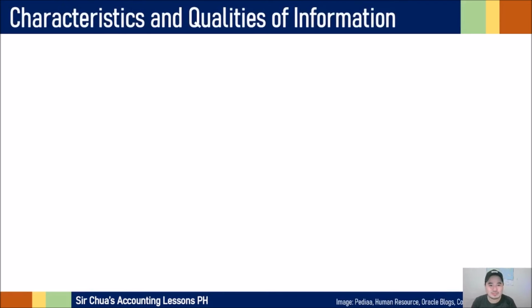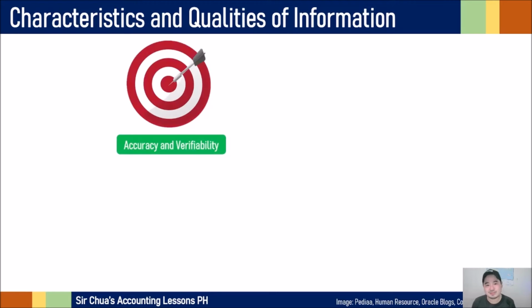Characteristics and qualities of information. We are talking about information to be provided to managers so that they can use it in proper decision making. But what should that information be? Number one, it should be accurate and verifiable. But actually, in accounting, there is not 100% accuracy, so it should be reasonable, no?